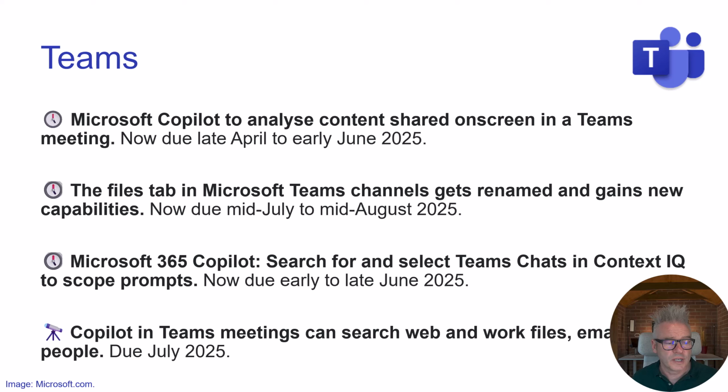The telescope. These are further out. Details are sketchy. Copilot in Teams meetings can search the web and work files and emails and people. So you're in a meeting and you're asking Copilot about something. It just means that it can reference other things for context. I'm guessing now because I haven't used it and there's not a lot of detail. But maybe in this meeting we talk about the XYZ project, and I've already got a document on the XYZ project. I'm guessing I could say to it.